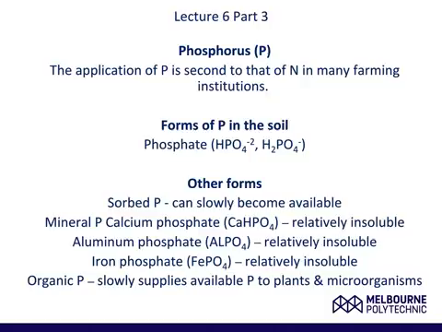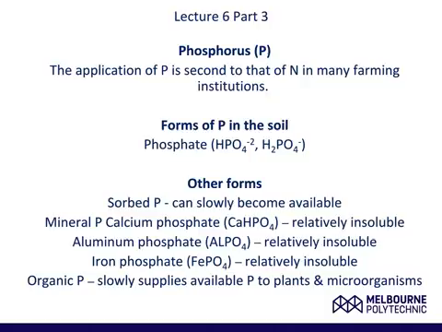Now let us talk about the mineral phosphorus. The application of phosphorus is second to that of nitrogen in many farming institutions. There are two forms principally that are available to the plant in the soil. These are the phosphates, hydrogen phosphate and dihydrogen orthophosphate. They are collectively known as the orthophosphates.